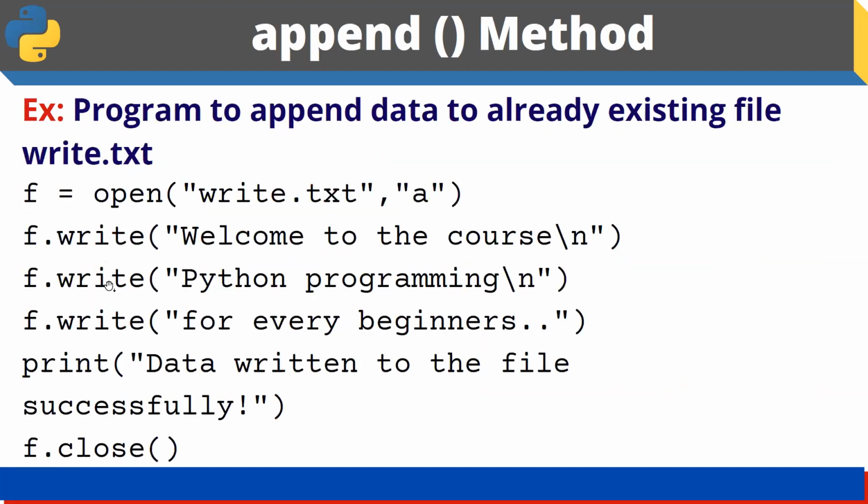So this is the program to append data to an already existing file. So f equal to open write.txt a, and f.write welcome to the course \n, f.write Python programming, f.write for every beginners. After performing the operations, print data written to the file successfully. For append, there is no separate method, it is f.write only, but only the mode will be different. So finally, we can close the file pointer.